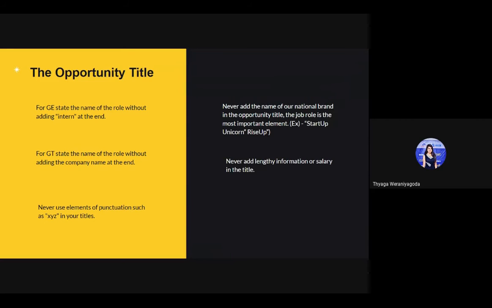Finally, never add lengthy information or salary to the title. There are opportunities which say lengthy information like the best accommodation, meals are provided, romantic city, heart of Colombo, likewise. Don't use this, and also don't use the salary. Some companies put the salary in the main title to attract the customers, like 500 USD, likewise. So we have to convince the company not to do that because there is already a place to mention it.